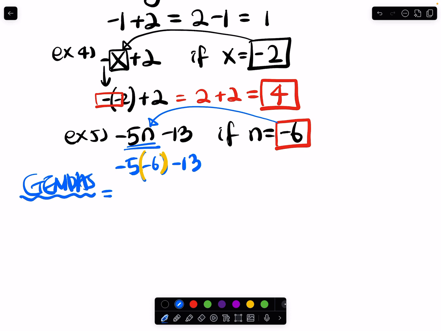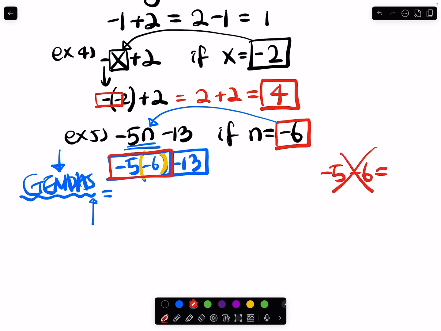You have multiplication and you have subtraction. What do you do? Multiplication first, okay? Subtraction is all the way at the end. So, you would multiply these two numbers. Keep in mind, we're not minusing 6 from 5. That is not what we are doing. We are timing negative 5 and negative 6.